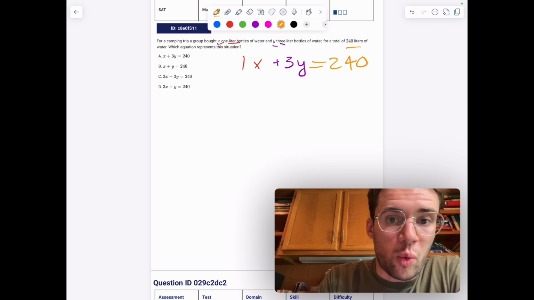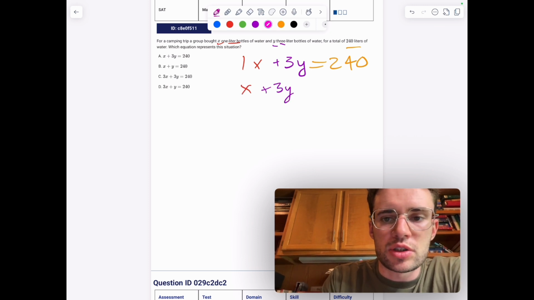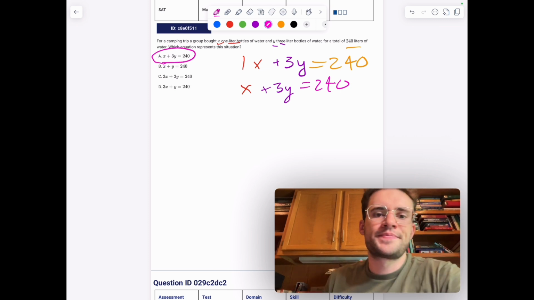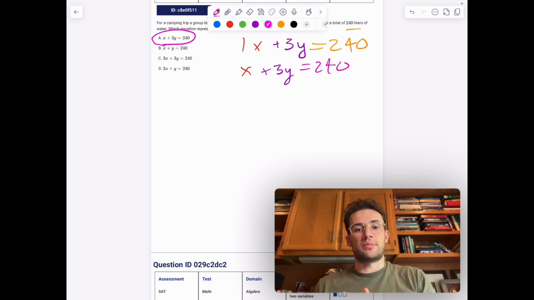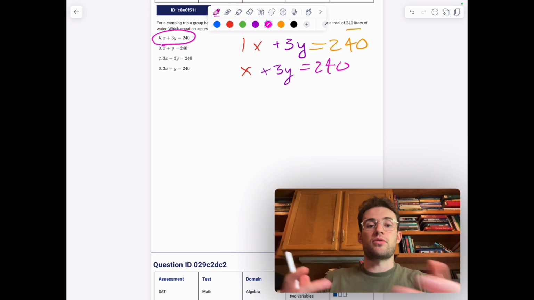So it'll be this. Again, 1x is the same as x. You can just rewrite it as that. x plus 3y equals 240 right there. Liters per that bottle times the number of those bottles. So 1 times the number of them, x, plus 3 liters per bottle times the number of 3-liter bottles.